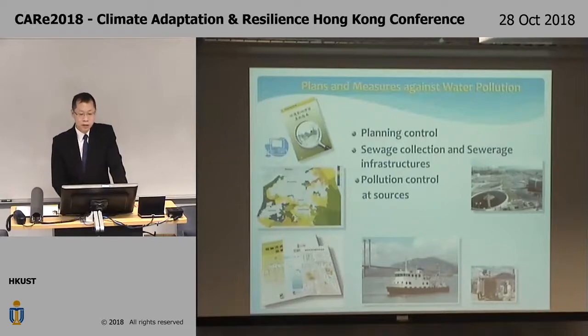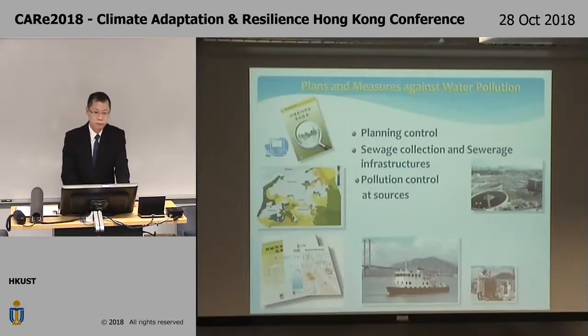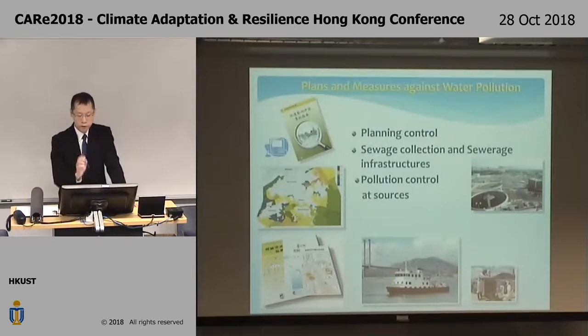In taking the planning control, we also have a lot of sewage infrastructures in Hong Kong. In a sense, we are talking about 93% of the population being collected, the wastewater being collected and properly treated by government sewage treatment plants before discharge. We also talk about pollution control at sources.